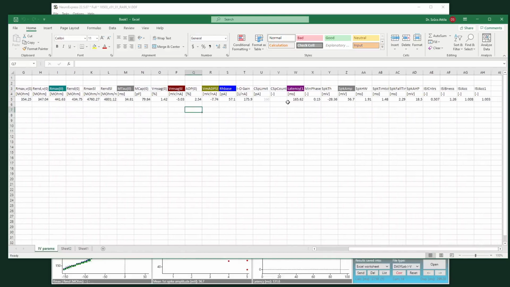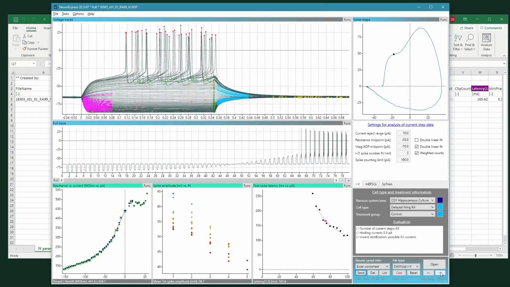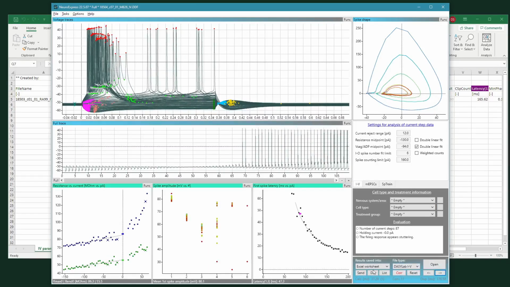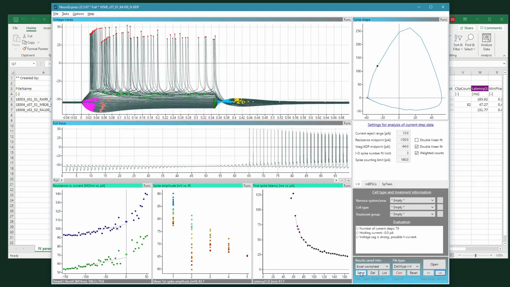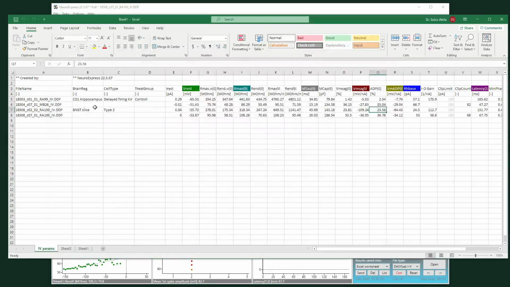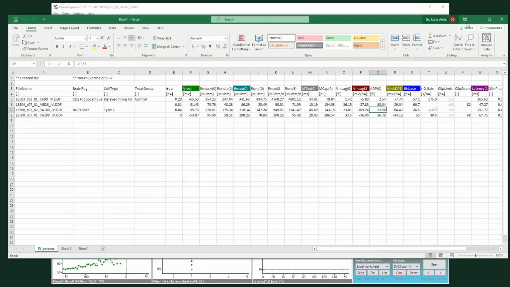So there are all these parameters, and the program will just send all these calculations into the Excel worksheet. So if you analyze several files, then you can do this by just sending, go to the next one, send again, go to the next one, send again. So basically the program will create this worksheet for you, and then you can compare these values for the different recordings, different cells that you recorded. And this is how it will work.